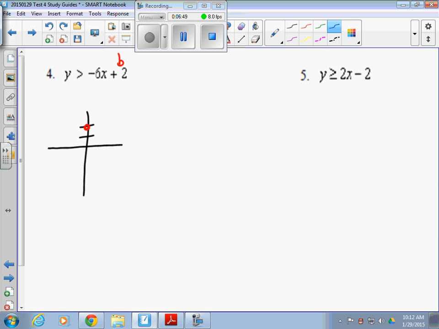Our slope is negative 6. Remember, all slopes are fractions, so you need to put it over 1 if it's an integer form. That means go down 6 and to the right 1 time. So down 1, 2, 3, 4, 5, 6, and to the right 1 time. There is your second point there.